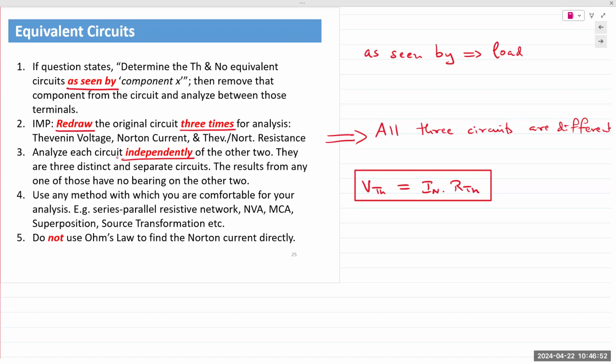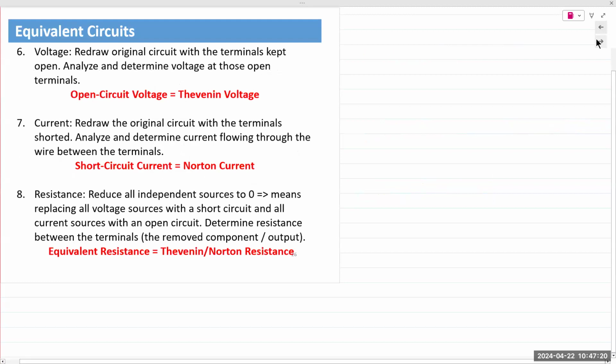And that is the reason why I like to teach students, find all three quantities independently. Your answers are also self-verifiable in that case. Okay. So again, do not use Ohm's law to find Norton current directly. You can use Ohm's law as part of your analysis, which is fine, but do not use it to find it directly. All right, three quantities, three independent circuit diagrams.